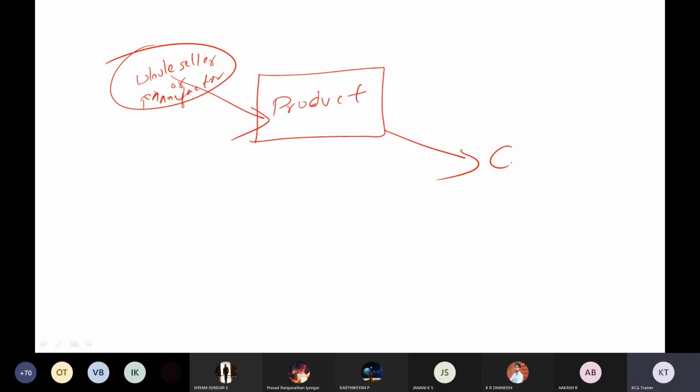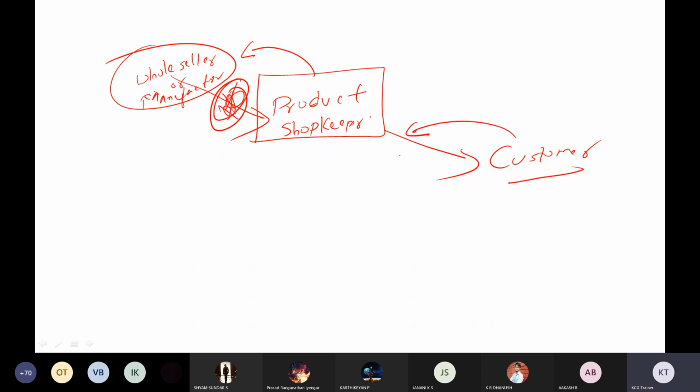Now, this is sold to a customer. Whatever money is invested, who is this person? This is a shopkeeper, a normal shopkeeper. So this person gives some money to buy the product. The shopkeeper gives some money to buy the product. The customer gives money to buy the product from the shopkeeper. So it's a chain process.